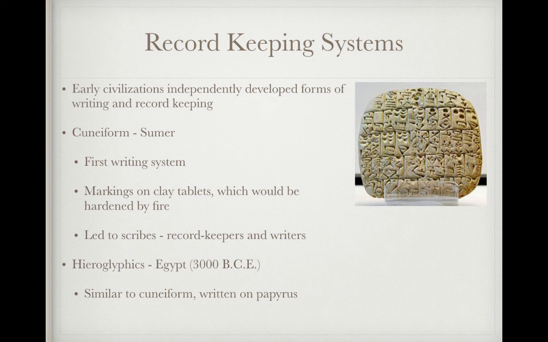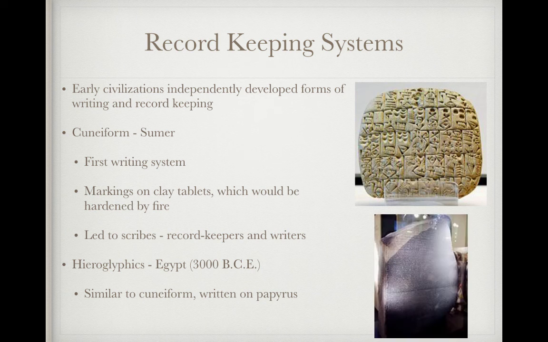This is similar to cuneiform, but it's written on papyrus. And here is the Rosetta Stone that was discovered, which helped historians and archaeologists be able to transcribe and understand what hieroglyphics was all about. Hieroglyphics were often found in tombs.